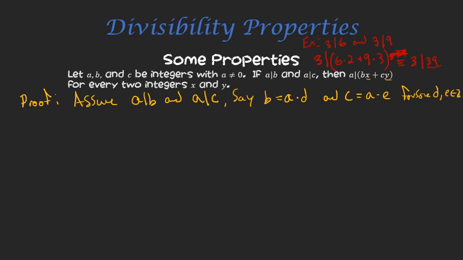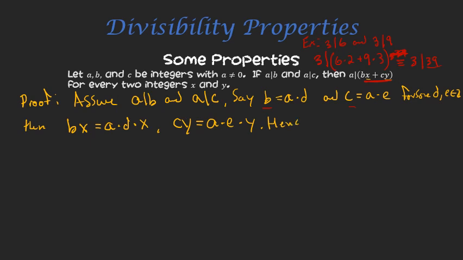Again, so now I want to make a statement about bx plus cy. I want to write bx plus cy as some integer times a. So instead of just adding these together, I'm going to multiply by x first in the first one, and then y in the second one. And then I'll add them together. Then bx is equal to a times d times x, right? And cy is, so c was here, so a times e times y.